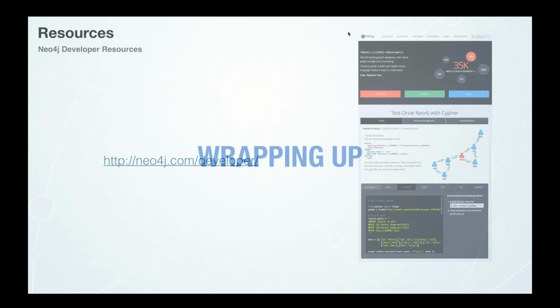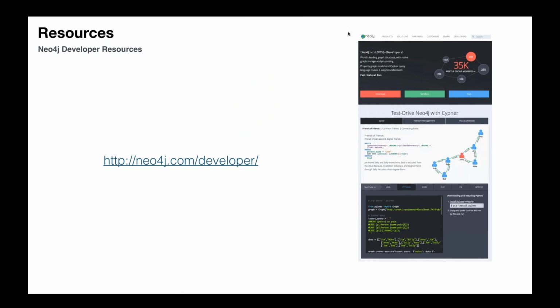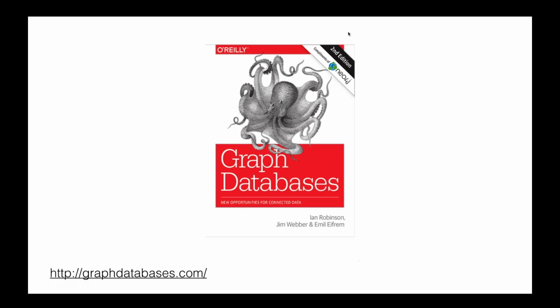So just to wrap up here, I just want to mention a few resources that are out there for technical getting started resources, sample code, use cases, and some getting started guides. Neo4j.com/developer is a great start. You can also download the O'Reilly Graph Databases book for free at graphdatabases.com. There's a lot in here on data modeling, learning Cypher, different use cases, and this is recently updated for the 2nd edition.